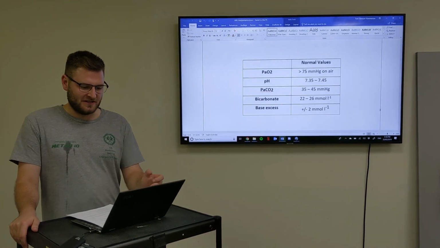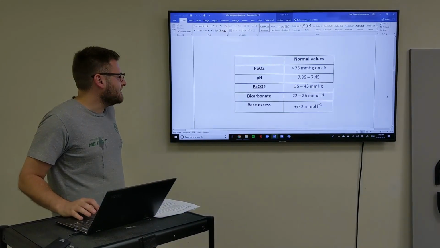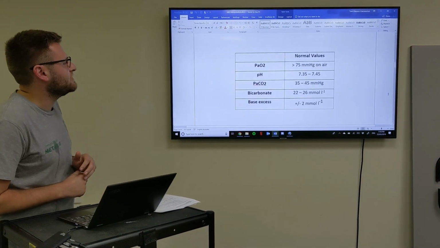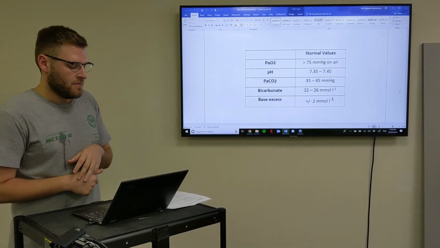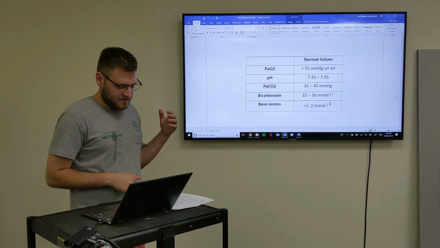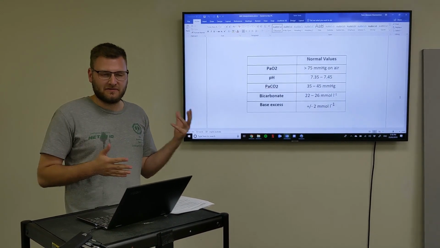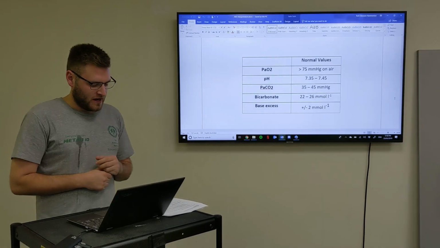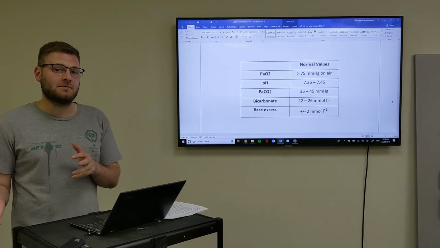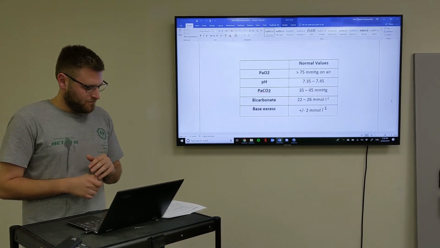The next step is to assess the oxygenation. If we look on the screen here, we'll see that the partial arterial pressure of oxygen should be greater than 75 millimeters of mercury on room air. Relating to the value that you get on the result, this will then inform you if the patient's hypoxemic or even if they're hyperoxemic as well.